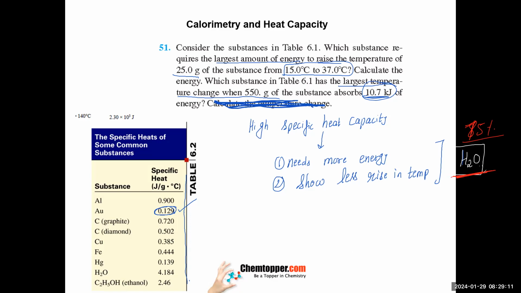During the night, when there is no sun, water is going to release heat. For every 1 degree drop, it gives you more heat. So it's keeping the earth warm during the night. So this specific heat capacity is playing a very important role. That is the reason if you check any religion, they all worship water. Okay, so this is what high specific heat capacity does.